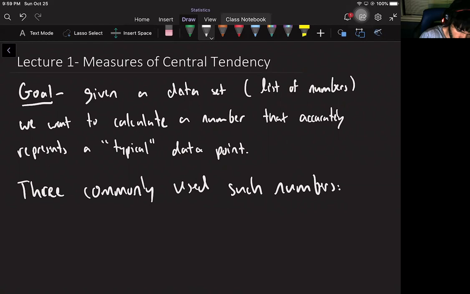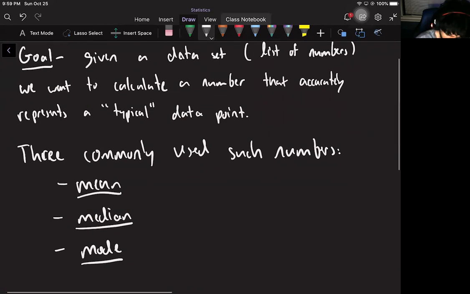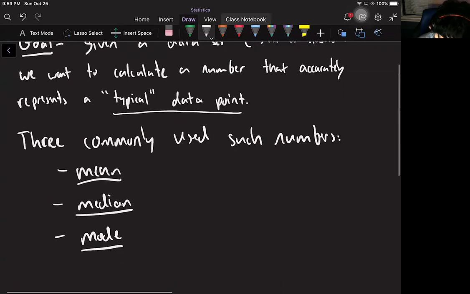These are called the mean, the median. I don't know how to spell things. That's probably right. The mean, the median, and the mode are these three numbers. So they're just different ways to think about what a typical data point is. Three different ways to think about that.